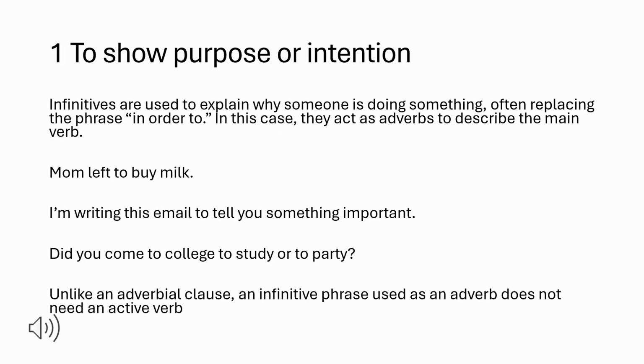Number 1. To show purpose or intention. Infinitives are used to explain why someone is doing something, often replacing in order to and indicating the act. Adverbs describe the main verb. Mom left to buy milk. I'm waiting for the email to tell me something important. Did you come to college to study or to go to parties? Unlike an adverb clause, an infinitive used as an adverb does not need an active verb.